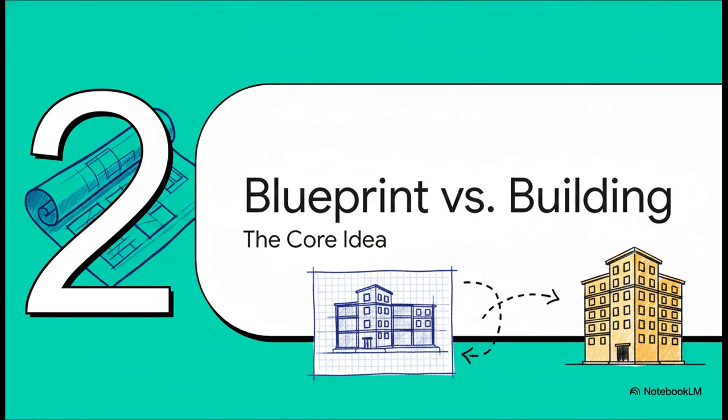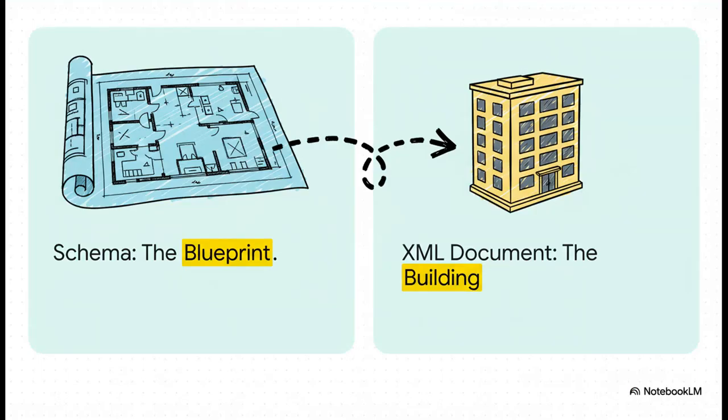To really get this core idea, probably the best way to think about it is with a pretty simple analogy, a blueprint versus the actual building. Now, if you've done any programming, this is going to click right away. The XML schema is the blueprint, or a class definition. It describes exactly what a valid structure should look like, what its properties are, and all of the rules it has to follow. The XML document, then, is the actual building, or maybe the object created from that class. It's a real concrete thing that follows all the rules laid out in the blueprint.